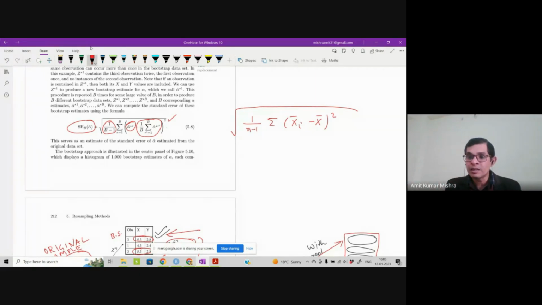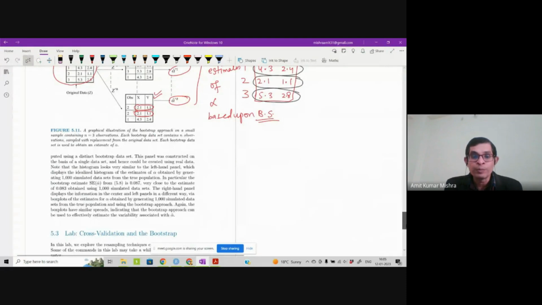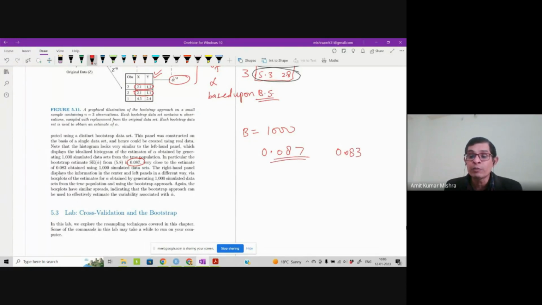So all other things are same. So this is related actually with the theory. So what happens? This standard error comes out to be 0.087 based upon 1000. That means B is 1000. And what was the original standard error previously? That was 0.083. So this is what you are getting from bootstrap, and this is from simulated data. So they are almost same. They are almost same. Okay.